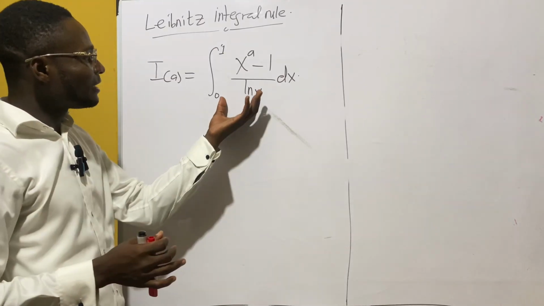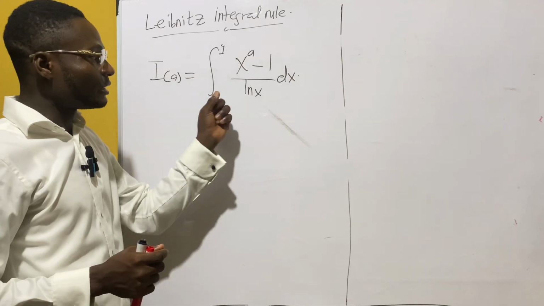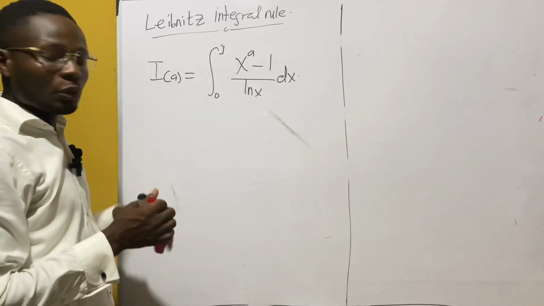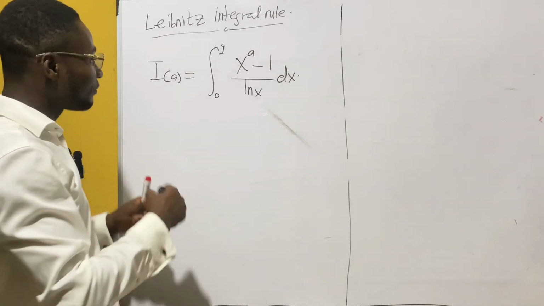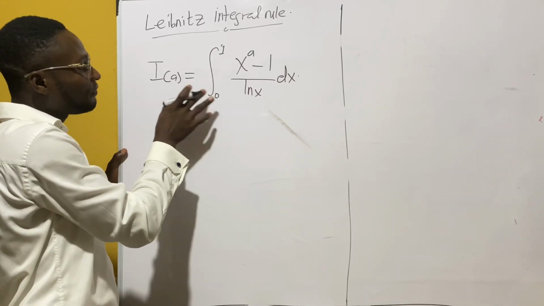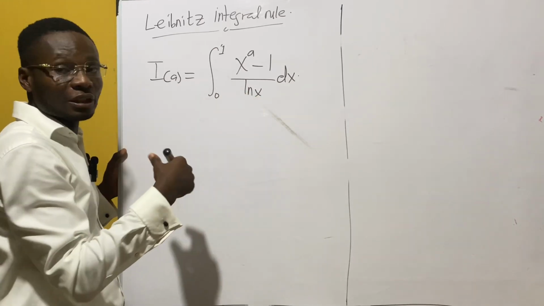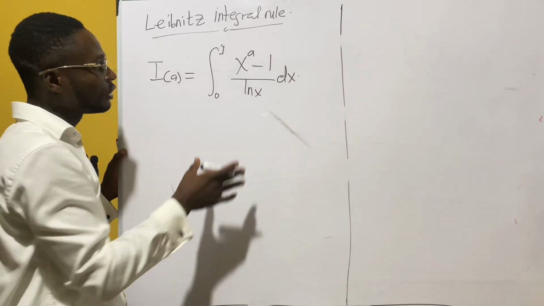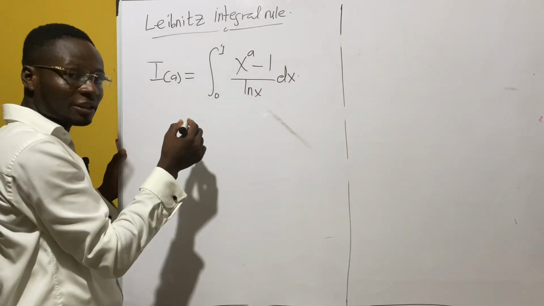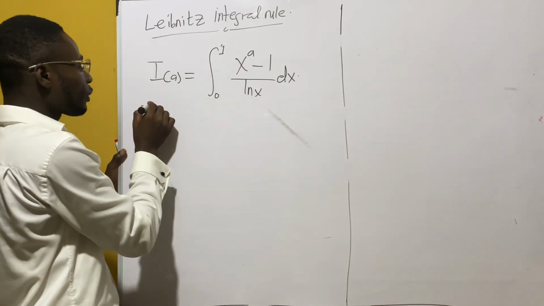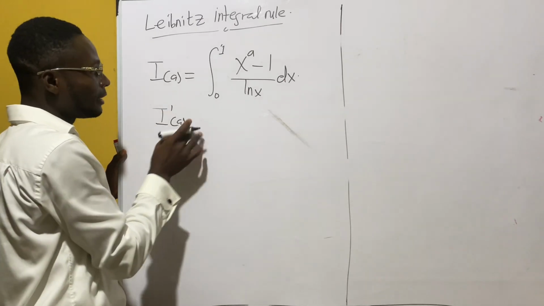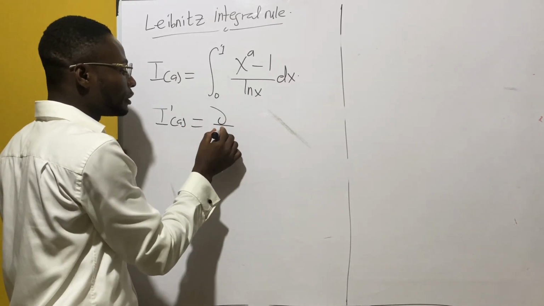Now, this right here is with respect to a. First, you have to consider what you have right here. So you differentiate partially with respect to a first. Differentiating partially with respect to a, you have the partial with respect to a.